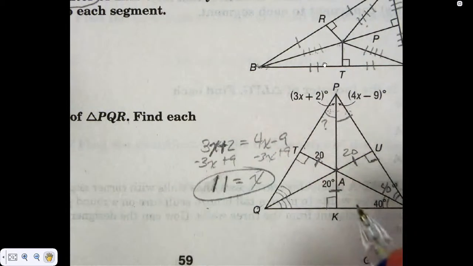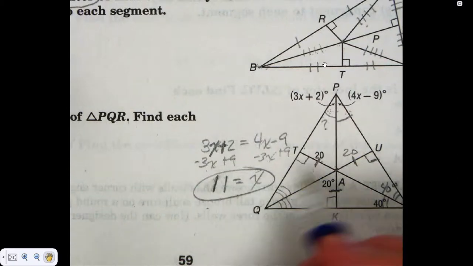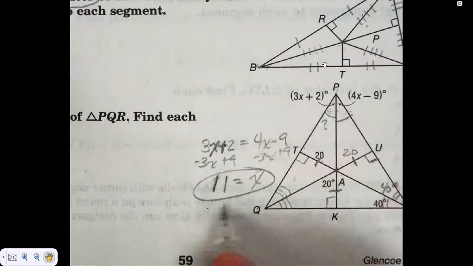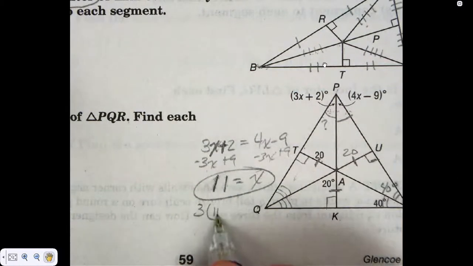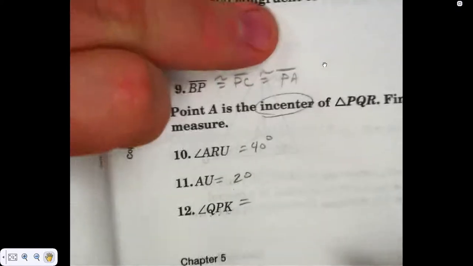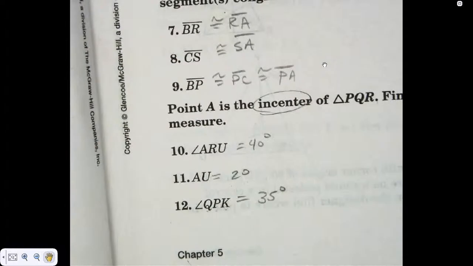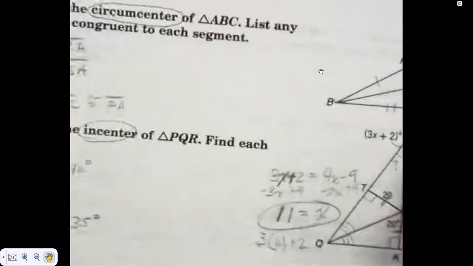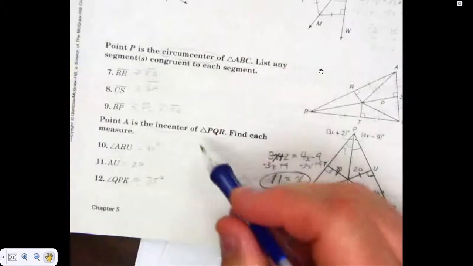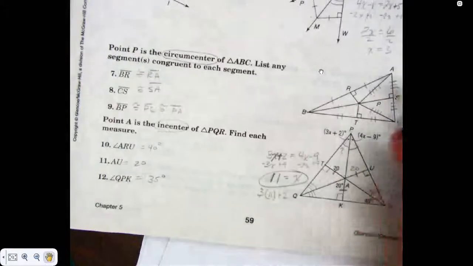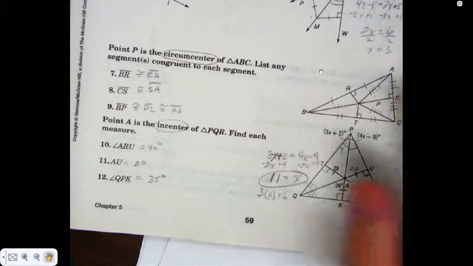But is that what they asked for? No. They asked for this angle, which is 3 times whatever X is, which is 11 plus 2. 3 times 11 is what? 33. Plus 2 would be? So as you can see, once you understand what this is and what this is, it's a matter of just what? Marking it, and you got it.